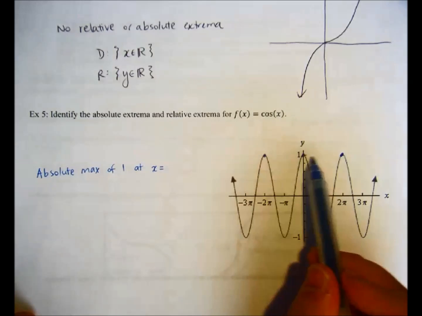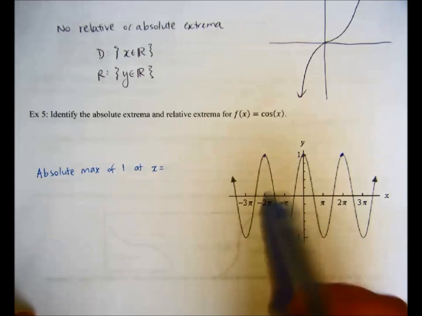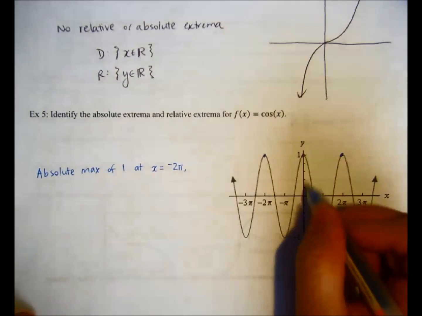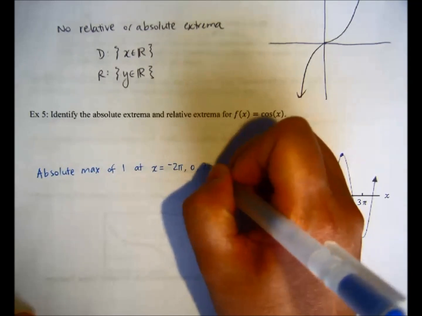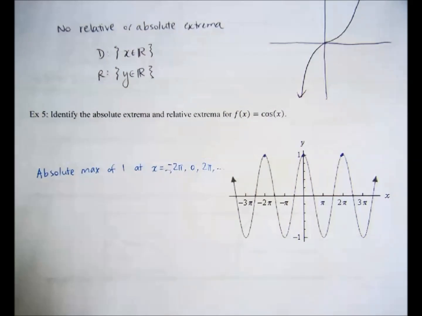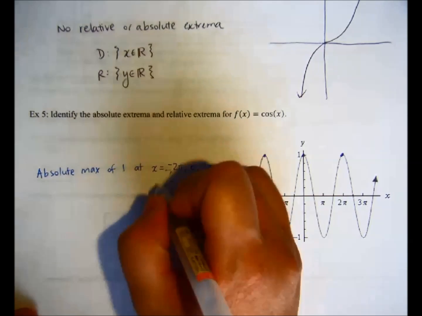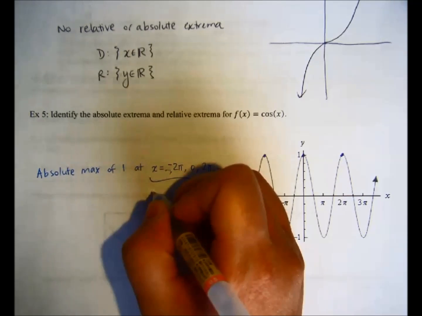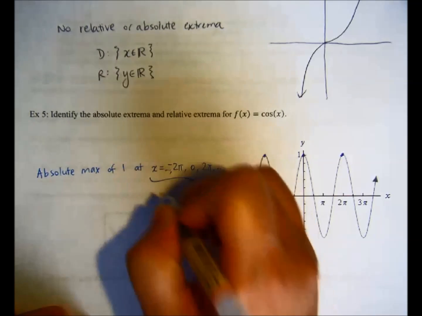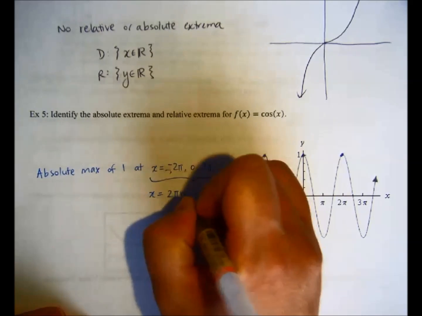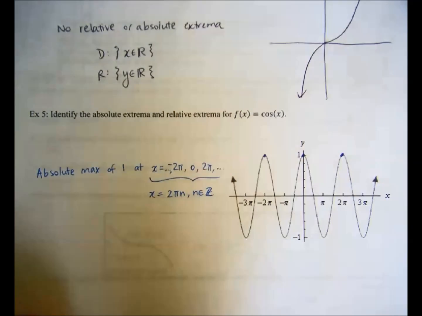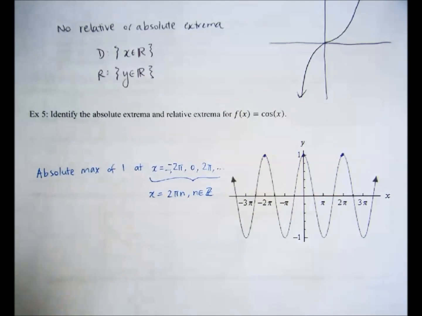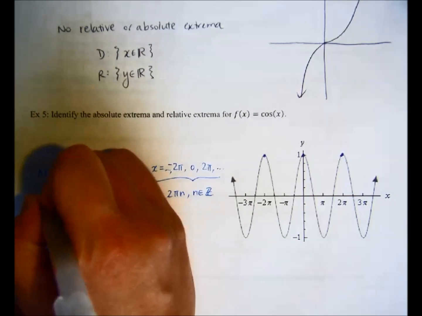We have an absolute maximum value of 1 at x equals negative 2 pi, 0, 2 pi, and so on, on both ends. So we're going to write this as x equals 2 pi n, where n belongs to the set of integers, meaning multiples of 2 pi, essentially. And these are also relative maximums.